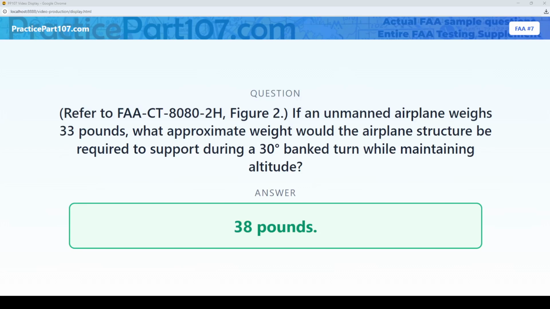And the answer is 38 pounds. Let's explore why.